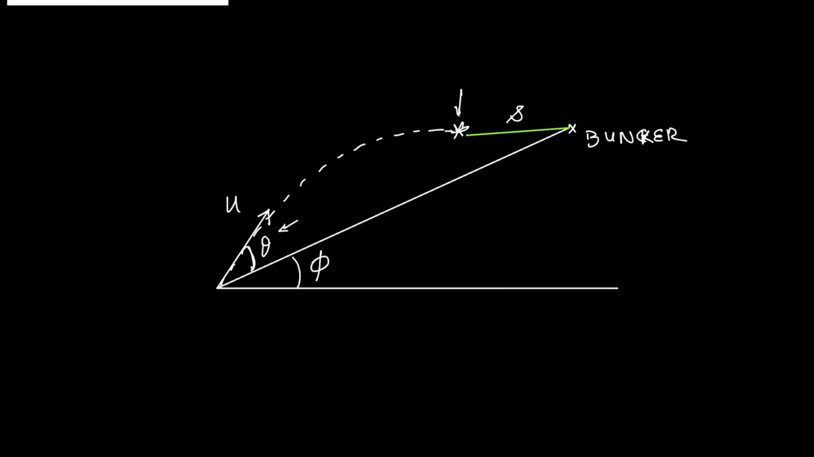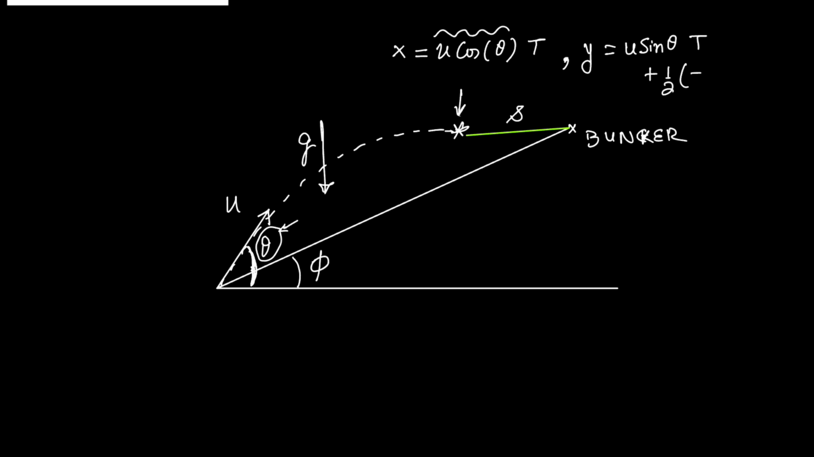We'll find the position of the shell because time is given and this theta is assumed. So the x coordinate will be the initial velocity in x direction, that is u cos theta, times t, plus half a t square, which becomes 0 because there is no acceleration in the horizontal direction. All acceleration, which is gravity, is in the vertical direction. And the y coordinate will be u sin theta t plus half a t square, where a becomes minus g in the y direction. So these are the coordinates of this point, x comma y.